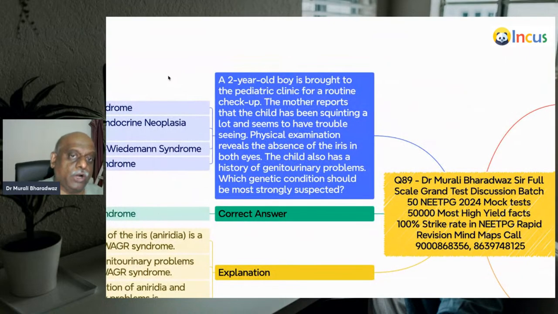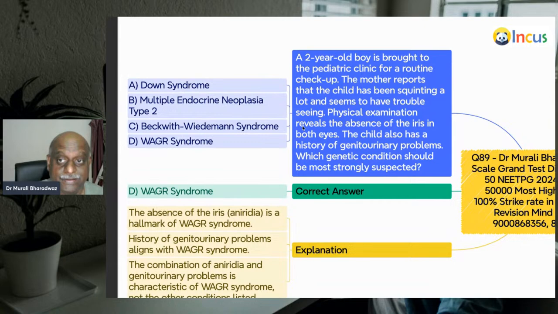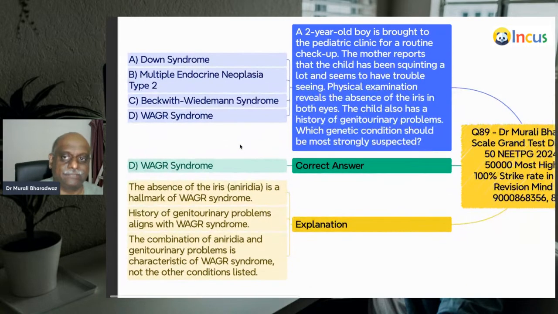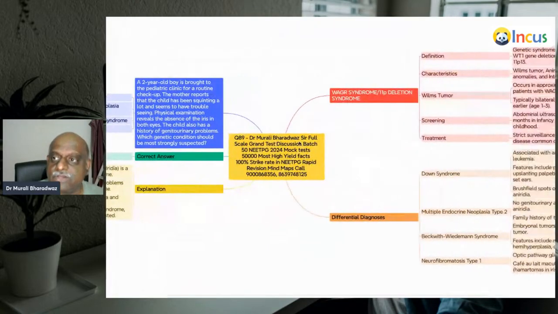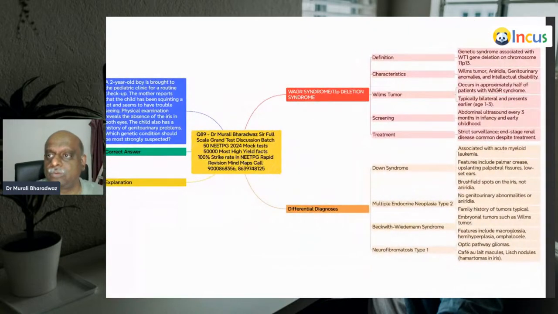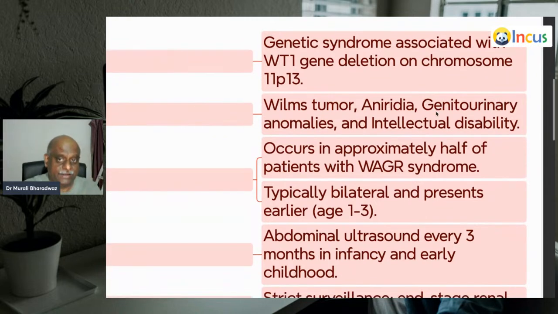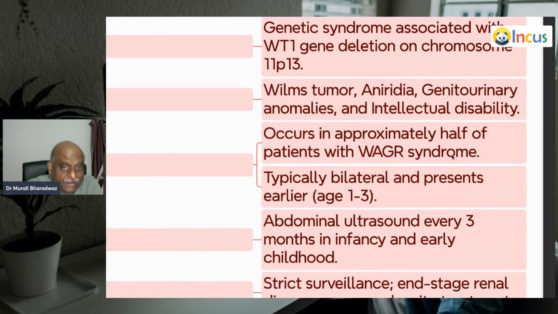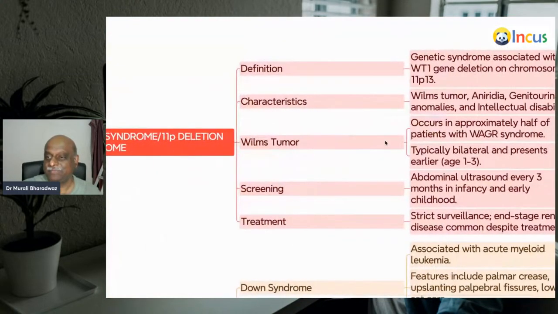A 2-year-old boy brought to pediatric clinic for routine checkup. Squinting a lot, trouble seeing. So the baby has aniridia. Aniridia with genitourinary problems. What is that called? WAGR syndrome. What is the favorite question of the examiner? WAGR is due to WT1 gene deletion, Wilms tumor, aniridia, genitourinary anomalies, and intellectual disabilities characterize the WAGR syndrome.